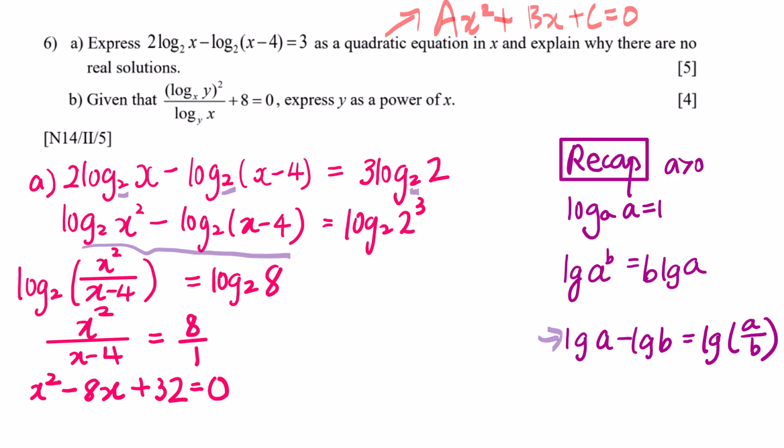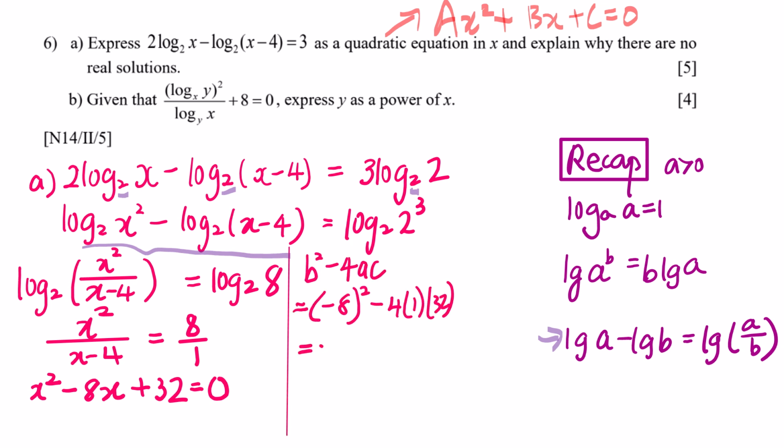So the next thing is that we need to solve it. There are two ways of solving it. Either you use the quadratic formula to find the value of x, or the better way is to use the discriminant, meaning the value of b squared minus 4ac. The value will tell us if the quadratic equation has real solutions or not. And we end up getting negative 64. And negative 64 is less than 0.